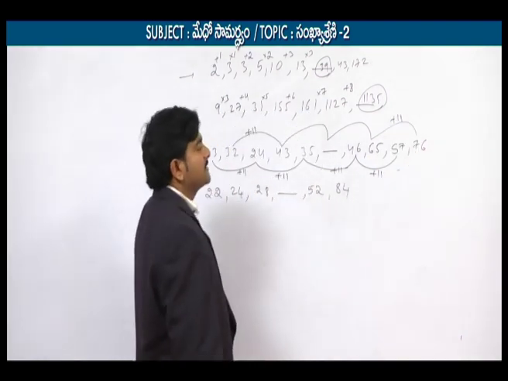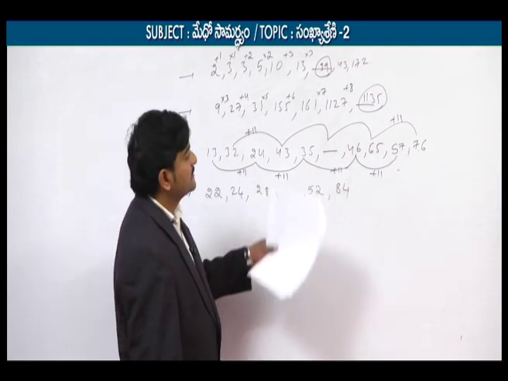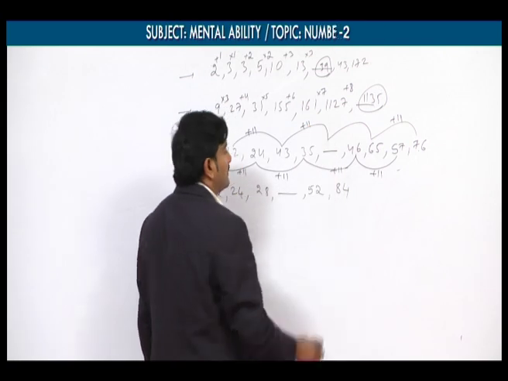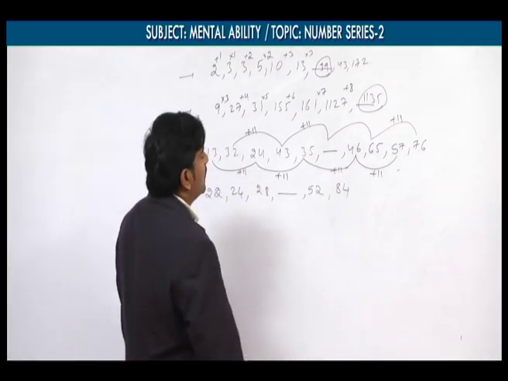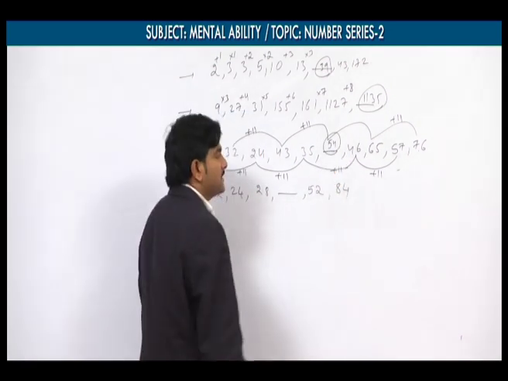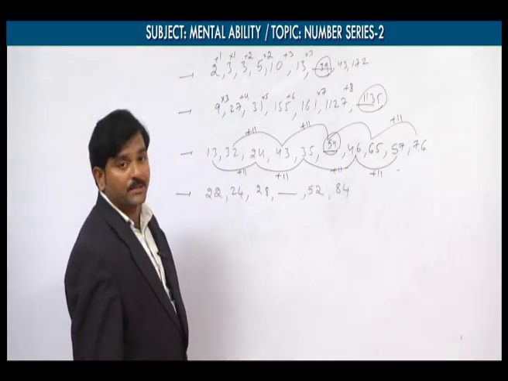What we can say? 65 + 11 is 76. Hence here also we can conclude 43 + 11. 43 + 11 means how much are you getting? 54. This is the answer for the required question.